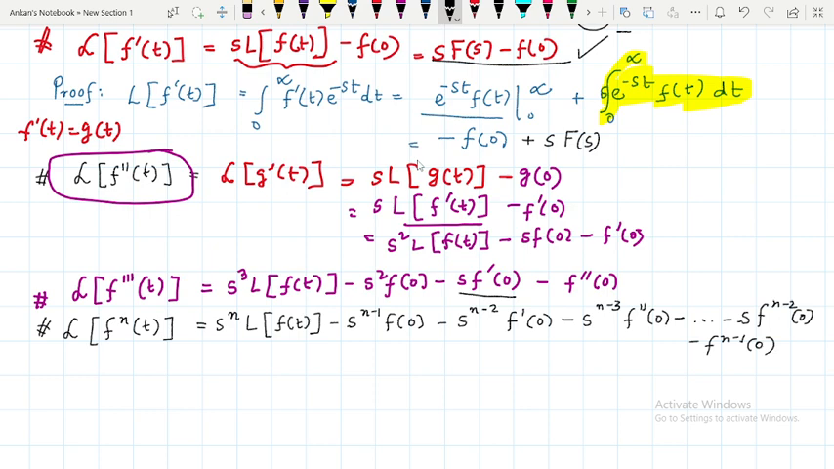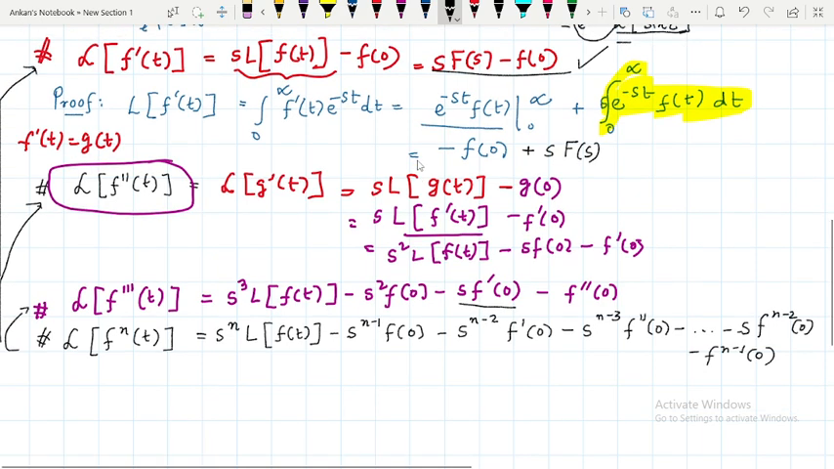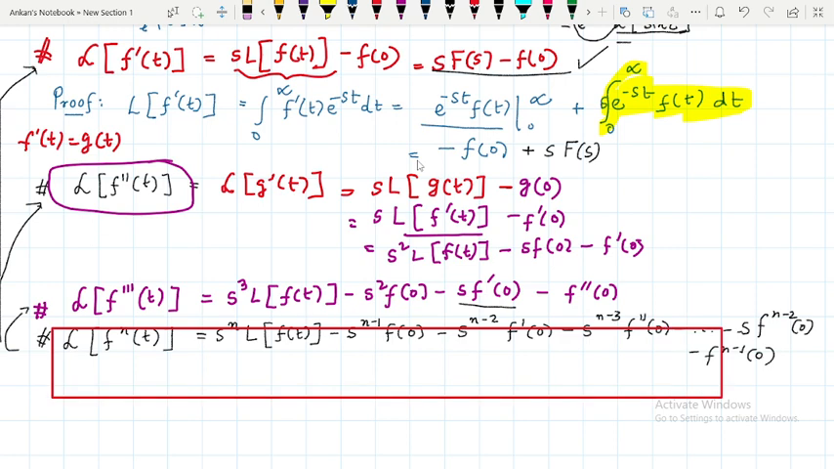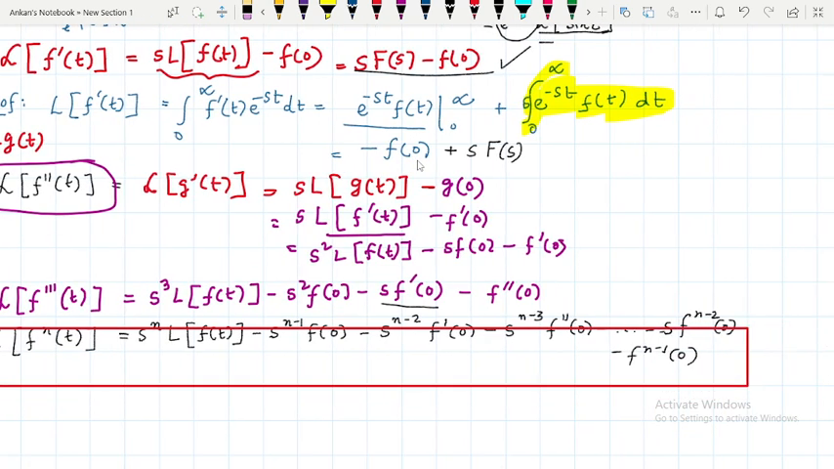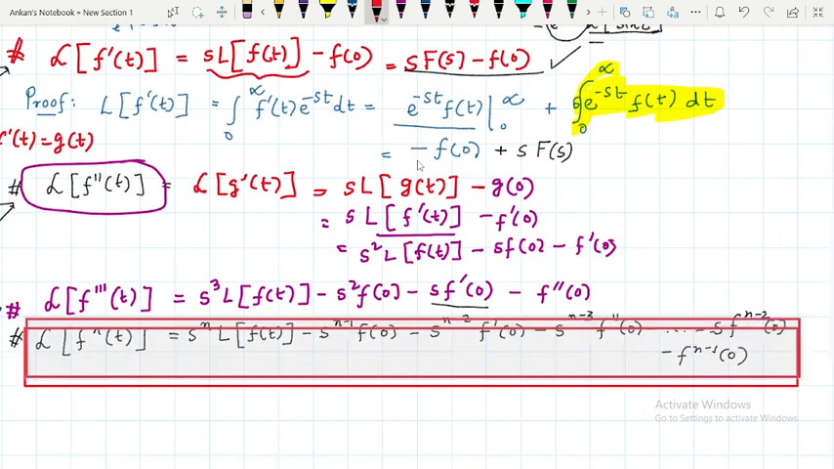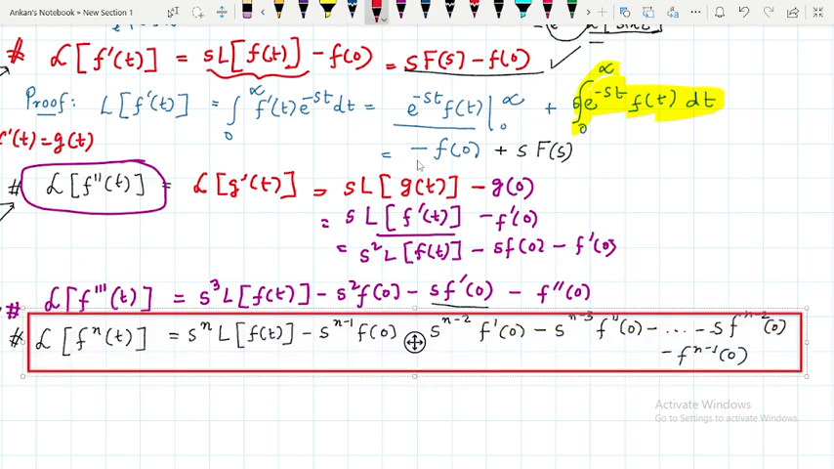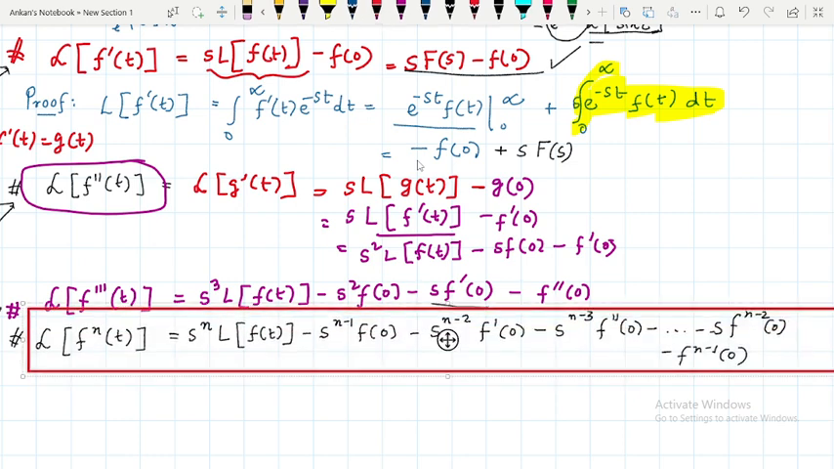This is the general formula. You can easily check it by putting in the values of n. I want to put it in a box because it is a very valuable formula.